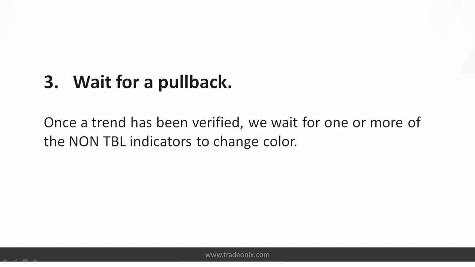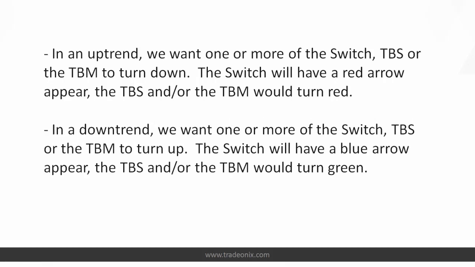Number 3, wait for a pullback. Once the trend has been verified, we wait for one or more of the non-TBL indicators to change color. In an uptrend, we want one or more of the switch, the TBS, or the TBM to turn down. The switch will have a red arrow appear, the TBS and or the TBM would turn red. In a downtrend, we want one or more of the switch, TBS, or the TBM to turn up. The switch will have a blue arrow appear, the TBS and or the TBM would turn green.